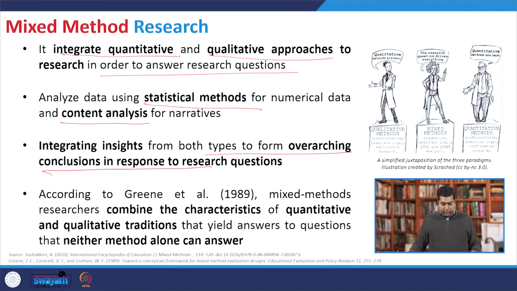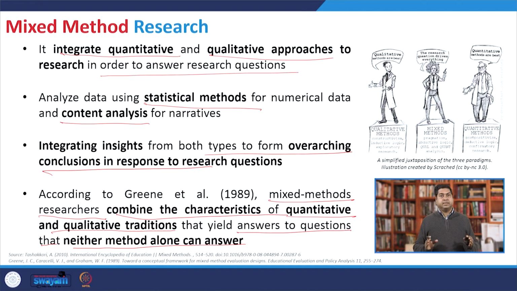According to Greene et al., 1989, mixed method researchers combine the characteristics of quantitative and qualitative traditions that yield answers to questions that neither method alone can answer. So this is very important, the last line, that neither method alone can answer. Because if you only go ahead with the qualitative aspect, you go for some content analysis, you go for some narratives, but some sort of empirical evidence is missing. So it is not very convincing, you cannot make a proper conclusion. So there is a certain sort of bias.